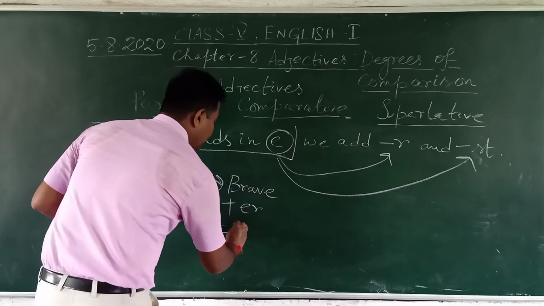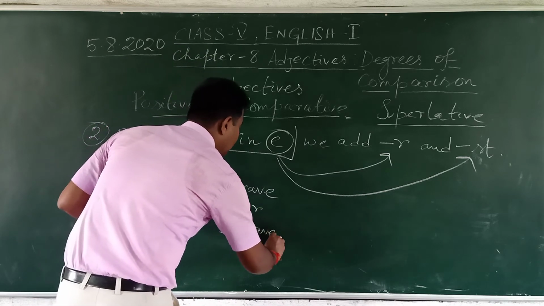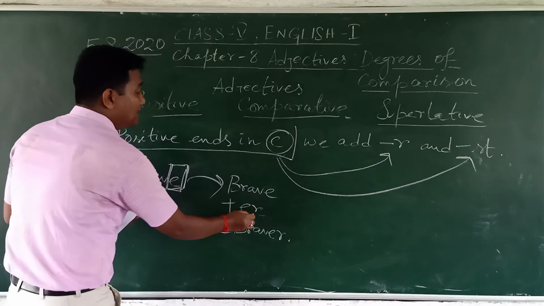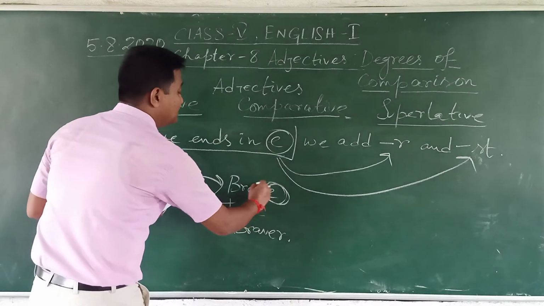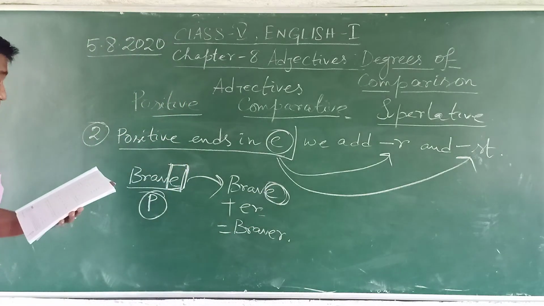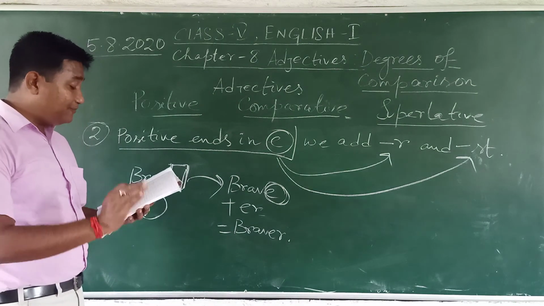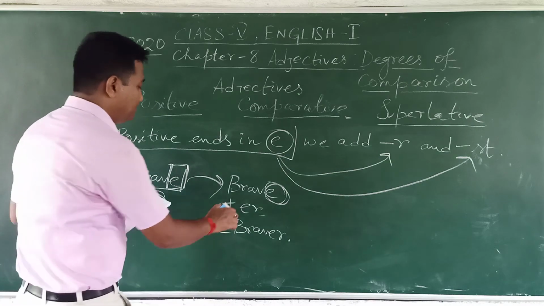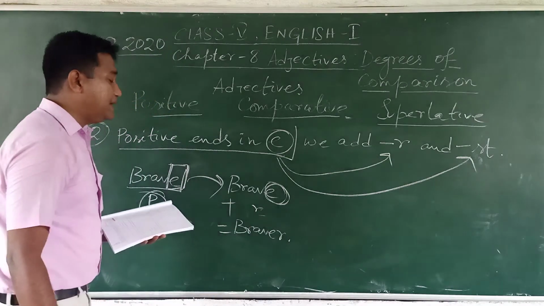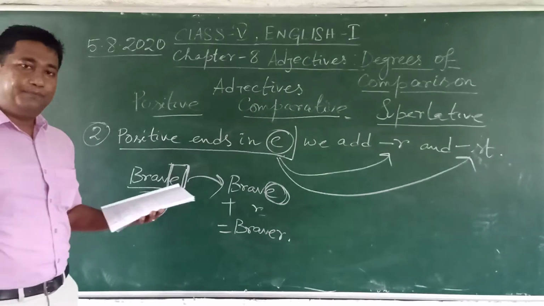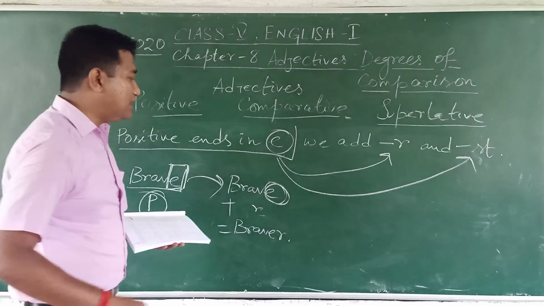So what will be there? Braver. Why are we adding E-R? Because E is there. For that reason, braver it will be. B-R-A-V-E-R, braver, we have done. Brave plus E-R. No, sorry. Brave plus R. Okay, so brave plus R, it will be braver.